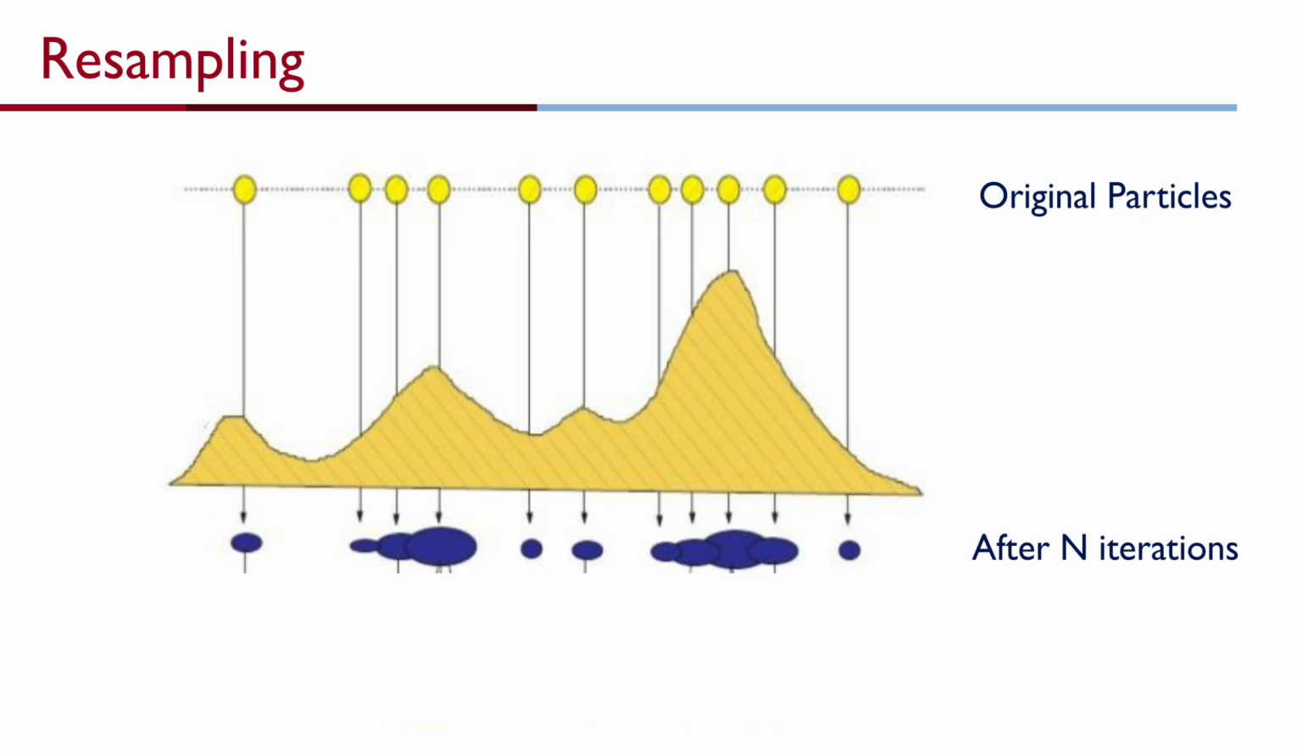As the particles propagate over time, their weights begin to change. Some particles match the sensor observations well, while others do not. In this figure, the blue particles represent their updated weights. A larger blue particle indicates a higher weight and a better match with the observation. Over many updates, only a small number of particles become very large, while the rest shrink toward zero. This is a problem because the filter effectively ends up using only a few particles.